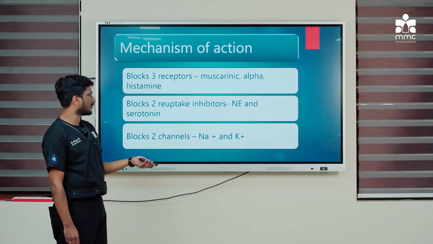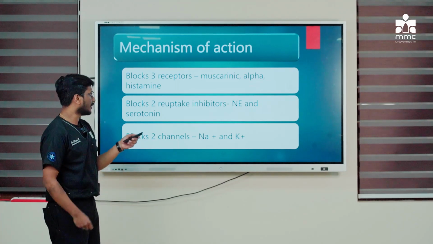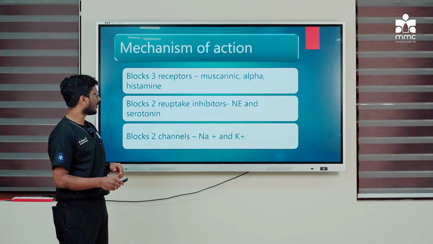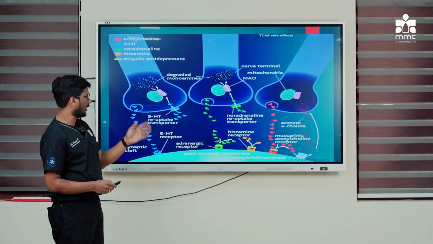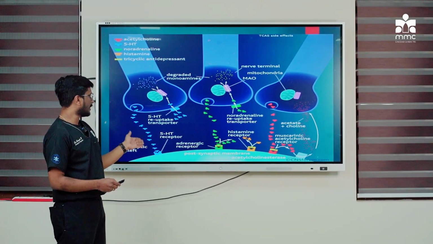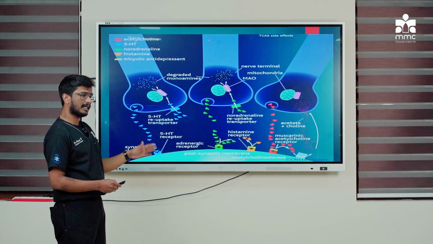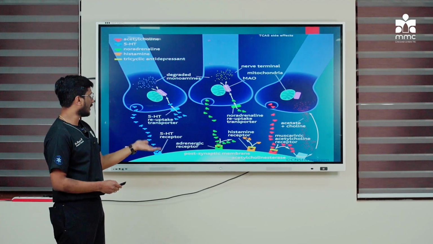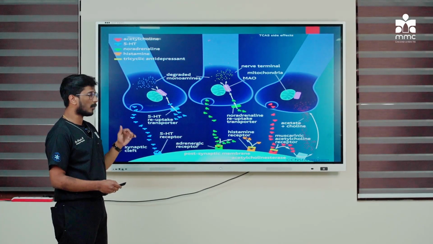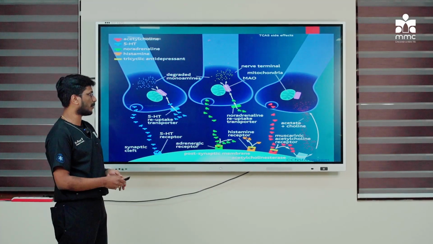The 3 receptors are muscarinic, alpha and histamine. The 2 reuptake inhibitors are norepinephrine and serotonin. Blocks 2 channels means sodium and potassium. So the image shows the same mechanism of action. The first synaptic cleft shows the 5-HT receptor blocker and the serotonin reuptake inhibitor, the second synaptic cleft shows the alpha receptor blocker and the noradrenaline reuptake inhibitor, and the third synaptic cleft shows the muscarinic receptor blocker.